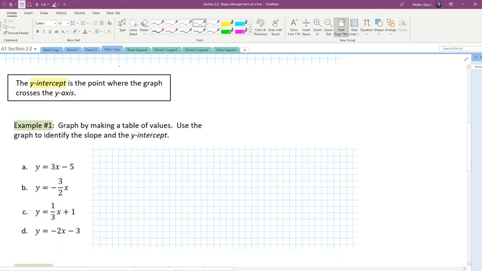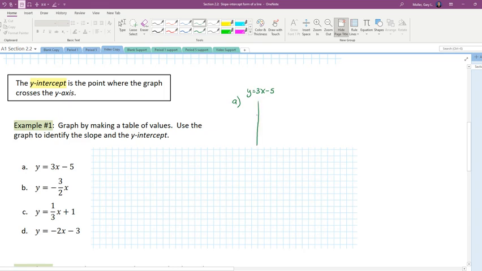All right, so let's go back here. Example 1, graph by making a table of values. Use the graph to identify the slope and the y-intercept. All right, so we've got a little bit of work cut out for ourselves here. Let's go ahead and get started. I'll make an organized chart over here. I'll do part A, y equals 3x minus 5.